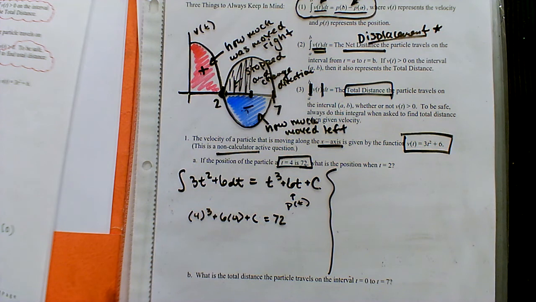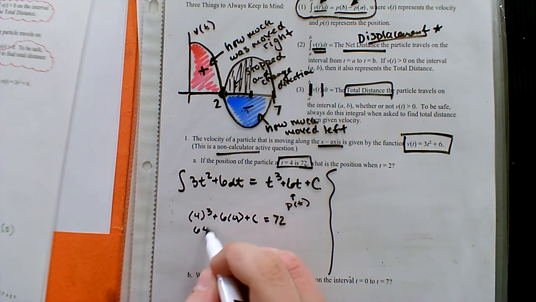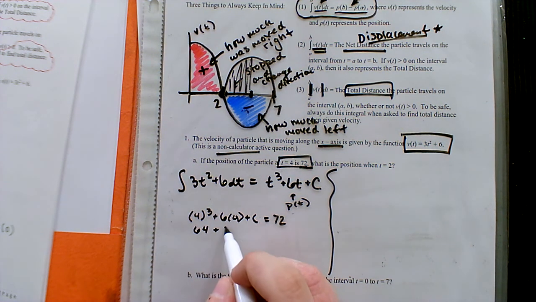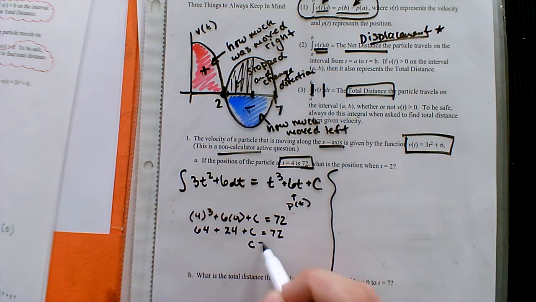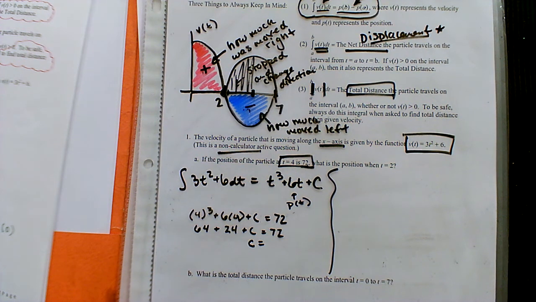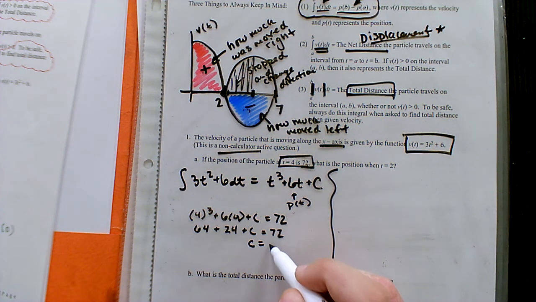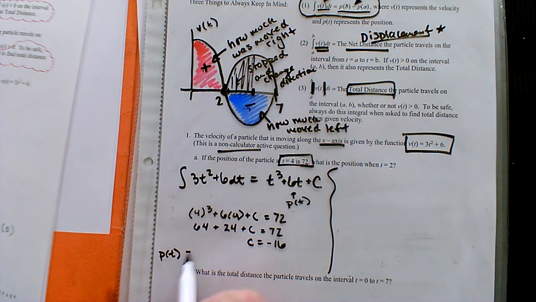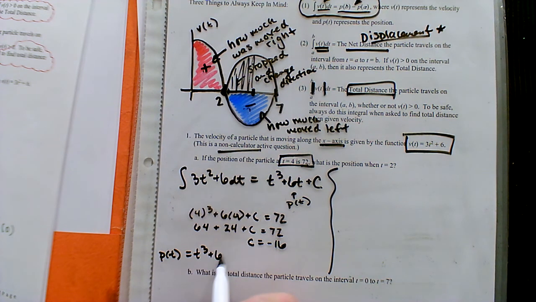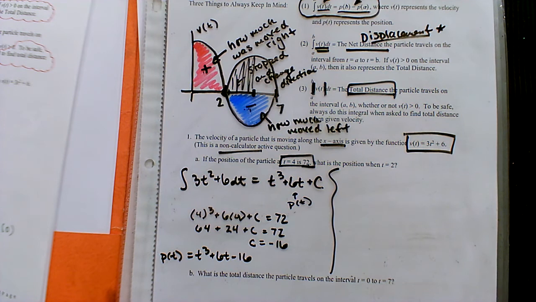4 cubed, 64, 6 times 4, 24. All right, solving for c. 72 minus 88. Say it again. Negative 16. All right, so our position function is t cubed plus 6t minus 16.